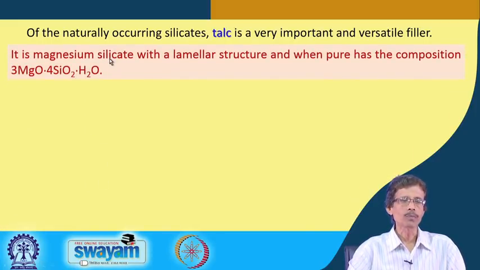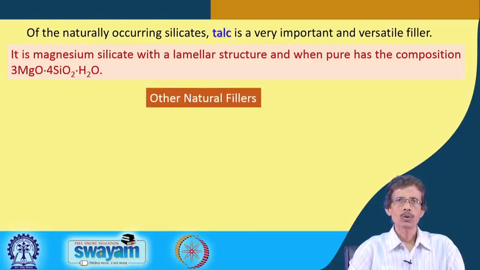So, we get the magnesium salt of silicate, magnesium silicate. When we write it in this form, 3 MgO·4 SiO2·H2O, it is basically a magnesium silicate, a magnesium disilicate type of thing, with Si2O5 units trapping some amount of magnesium, which we use in our regular life as talcum powder. It has a lamellar structure, and when it is pure, its composition is typically that of magnesium silicate. So, what are the other natural fillers?